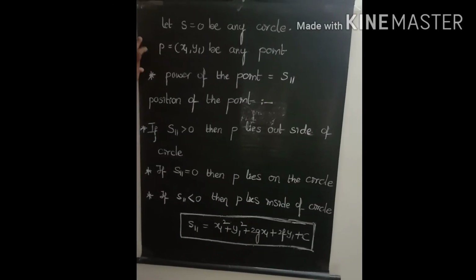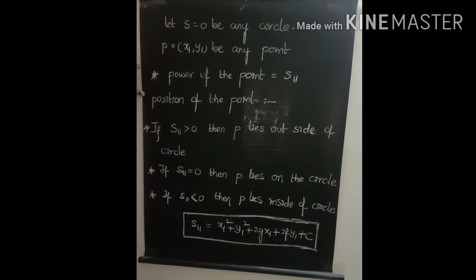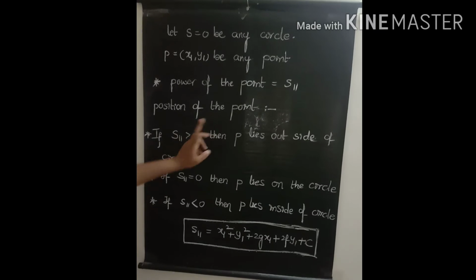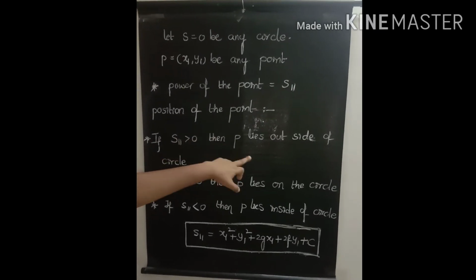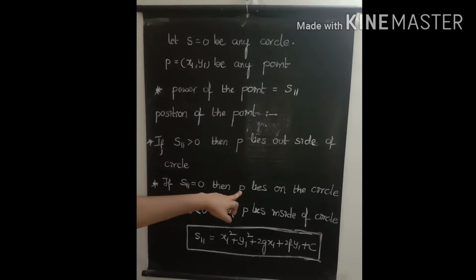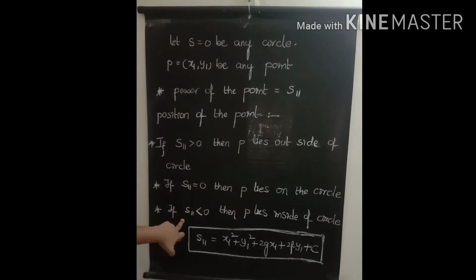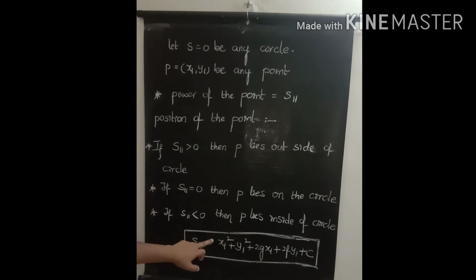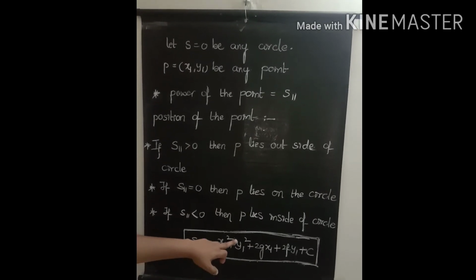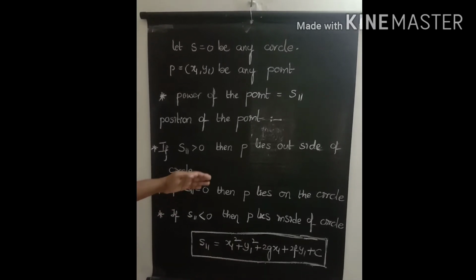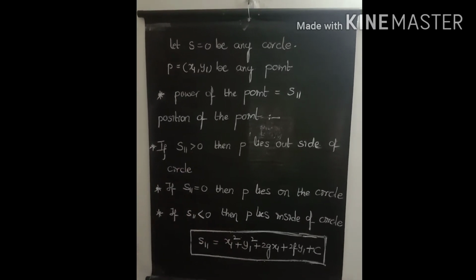For any circle, P equals (x1, y1) be any point, then power of the point is S11 and position of the point: if S11 greater than 0, then the point P lies outside of the circle. S11 equals 0, then P lies on the circle. S11 less than 0, then P lies inside of the circle. Where S11 is equal to x1 square plus y1 square plus 2gx1 plus 2fy1 plus c. That is, simply we substitute the given point in the given circle.